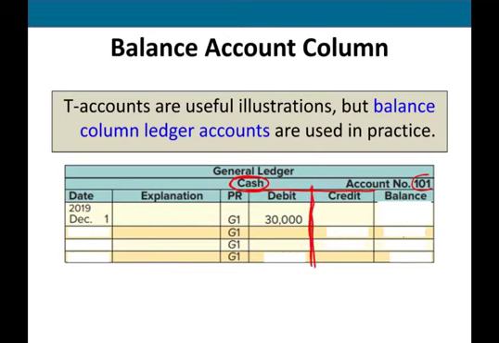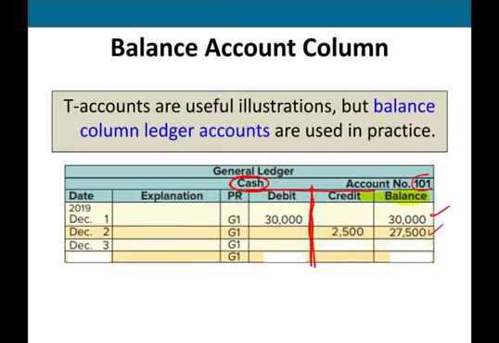You have a debit column and credit column. And on the side, we have the balance. So if I receive $30,000 cash, how much cash do I have? 30,000. So that's my balance now. On December 2nd, I paid 2,500 cash, therefore cash is credited. What's my balance in cash? My cash went down, my balance is 27,500.